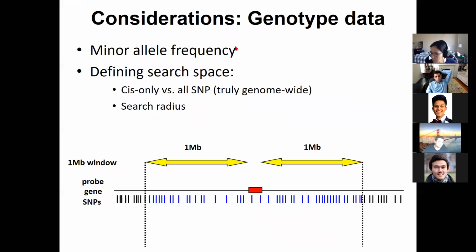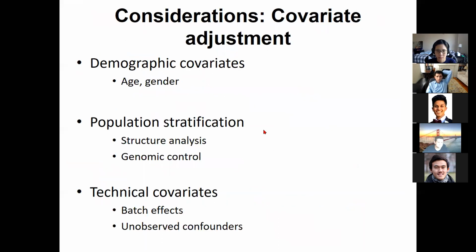You can also ask, how am I defining the minor allele frequency? Is there a threshold that I'm using? How do I define the search space? Do I only look at cis acting variants? Do I look at all of the SNPs, which is truly genome-wide? What is my search radius, basically surrounding this probe that I'm looking for? Do I look at 1 megabase on either side? Do I only look at 100 kb, as we saw in the previous slide?